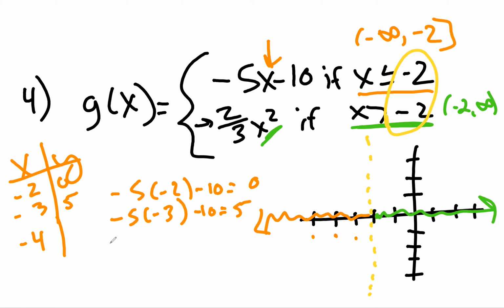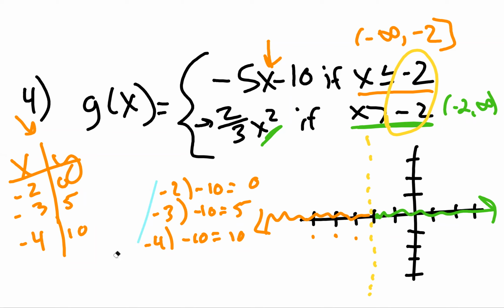So do you always start with the point of your domain? Yes, you absolutely do. Absolutely. Okay. All right, so then I'm going to do the last one, -5 times -4 minus 10. And when I type all of that in, I'm going to get a 10. And so now I have these 3 points over here that I can graph. So before I do that, are there any questions on how I've gotten this far? All right, so then let's graph it.